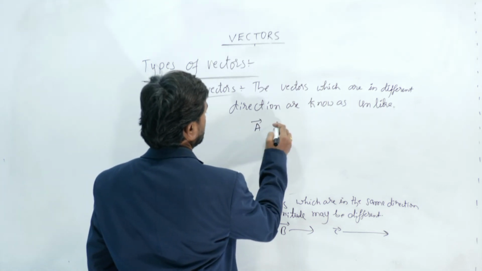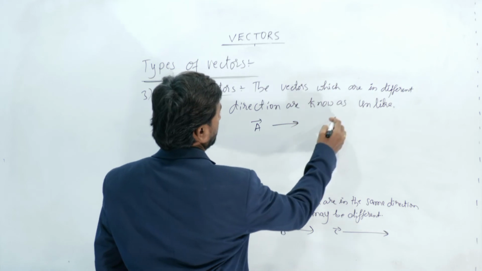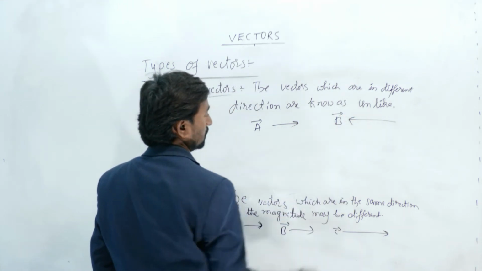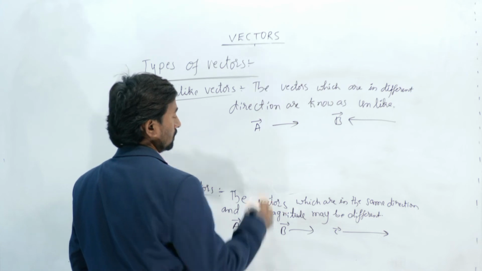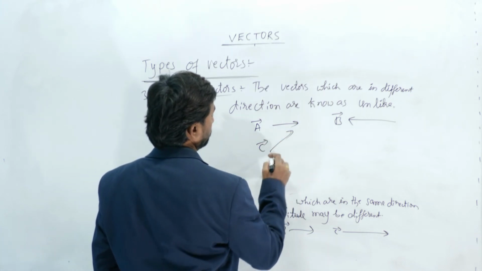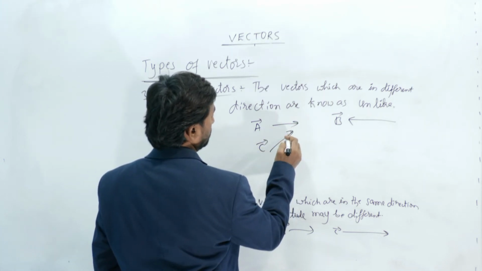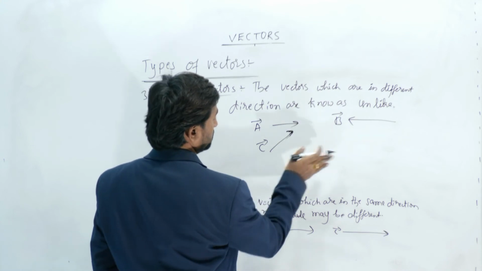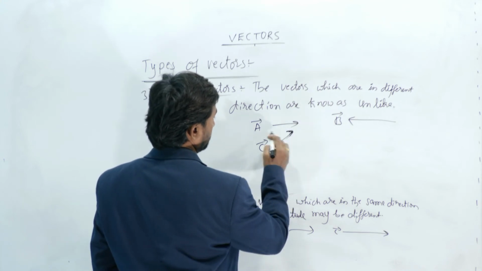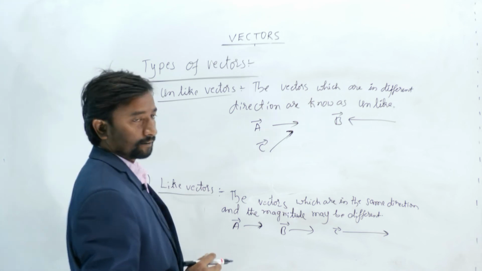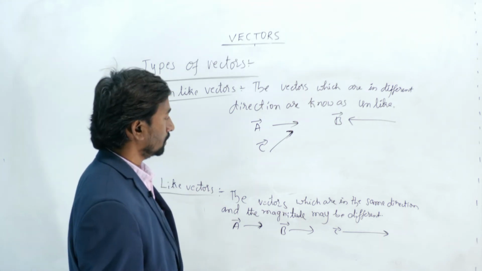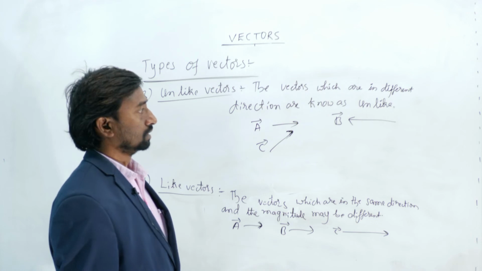Suppose A bar is like this, and B bar may be like this with a different magnitude in the opposite direction or in different directions. You can consider it like this also. This is also in a different direction, no? Direction will be different there. Even on the same side, if it makes an angle, the direction is different. We will take the exact angle there. They are known as unlike vectors.